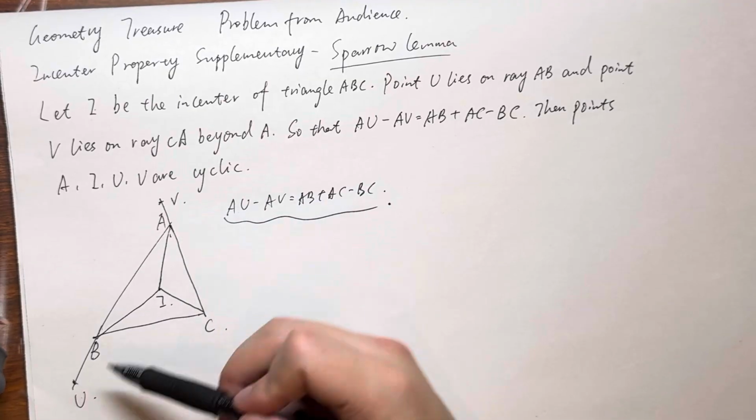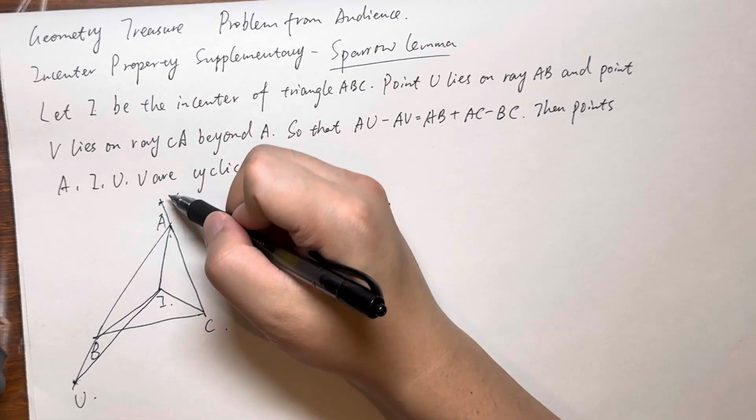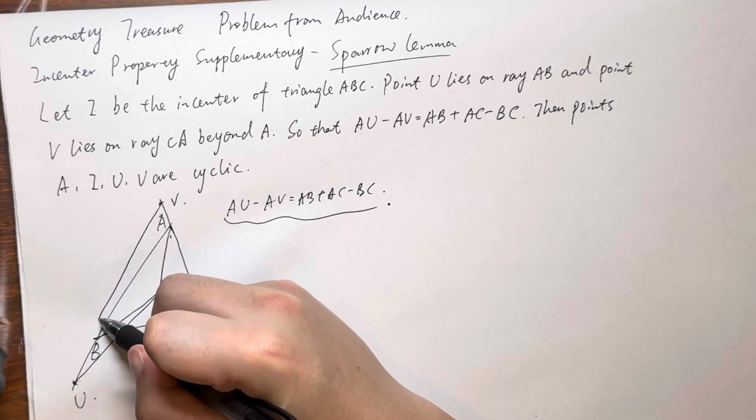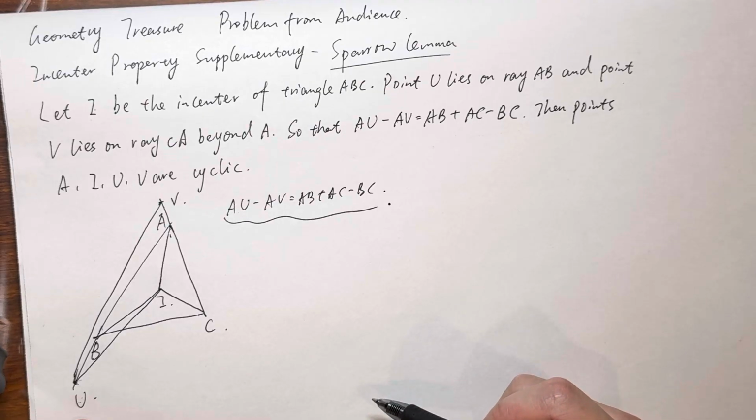So we want to prove that U, I, A, V, these 4 points are cyclic. This is another problem that could be a very good example to my point: for a problem where you don't know how to add auxiliary lines, think about how to draw the figure, using ruler and compass only.